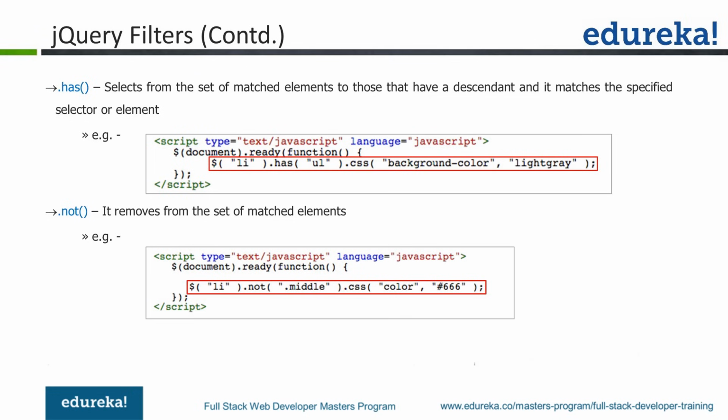Then there is something called has, which checks for certain things and accordingly sets the CSS, or you can do further operations on it. In this case, it will check for descendants, and if it finds a matched element based on the descendant, then it will do a certain thing. Let's suppose my li in turn has another set of ul tags, then I probably want to set a CSS on it.